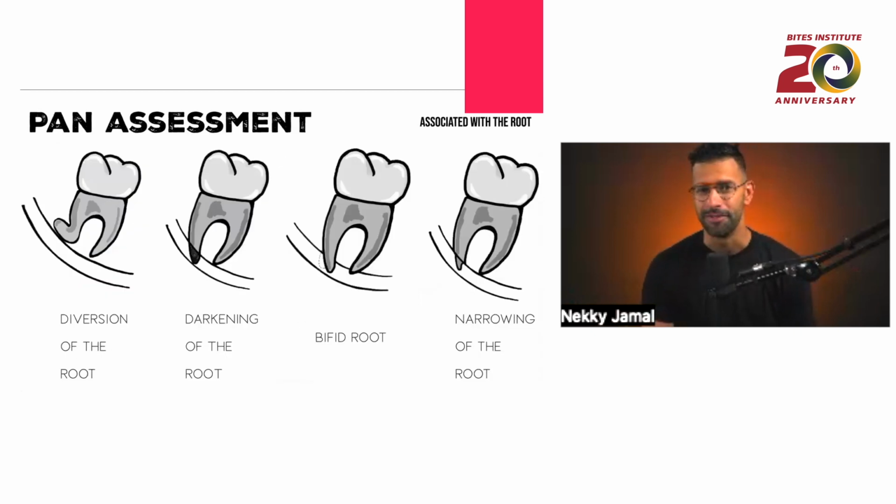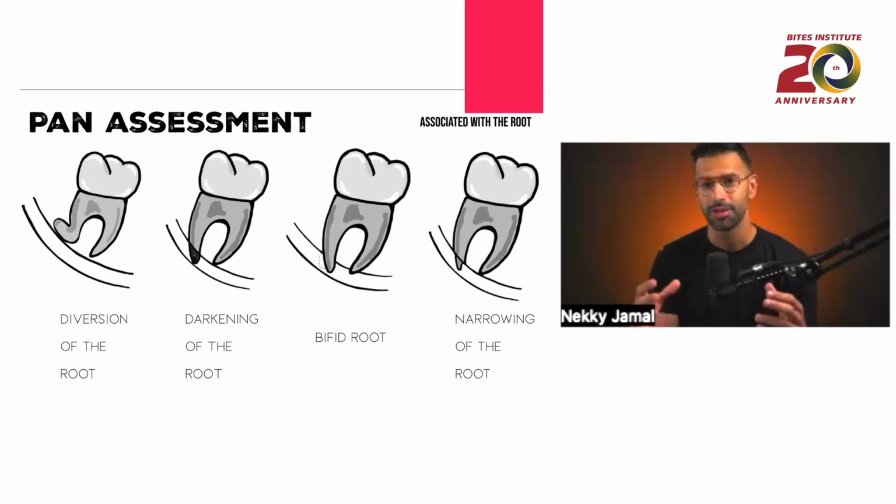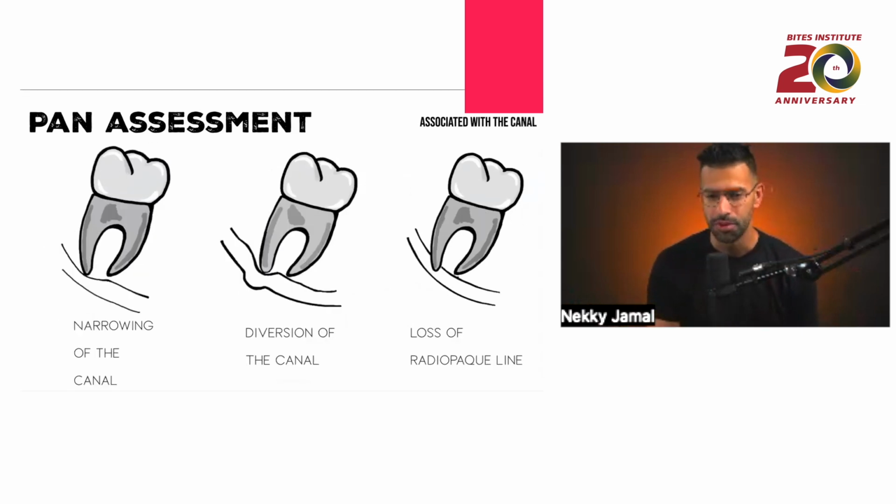And if there's 4 associations between the tooth and the canal, that would indicate a strong association with it. So these ones are associated with the tooth. These are associated with the canal moving around.